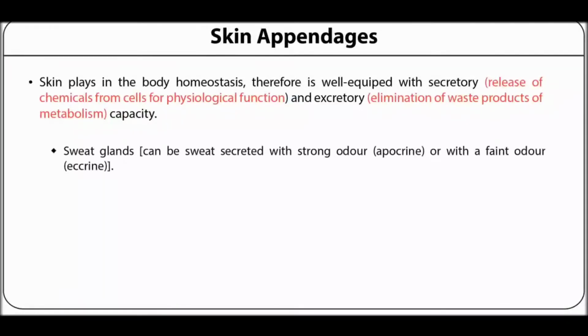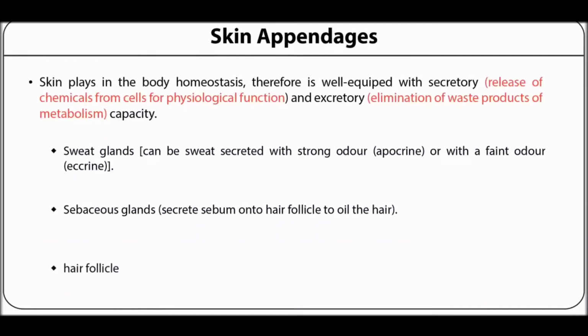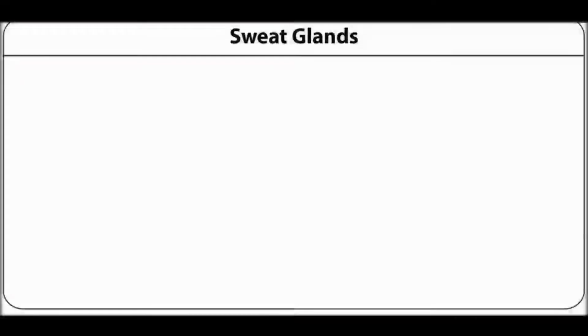The sweat glands usually secrete sweat, which may have a strong odor. If it has a strong odor, the secretions are called apocrine secretions, while if the odor is faint, they are referred to as eccrine secretions. The sebaceous glands secrete sebum onto the hair follicle to oil the hair. And finally, the other skin appendage is the hair follicle. Let us now try to get into the understanding of the sweat glands.